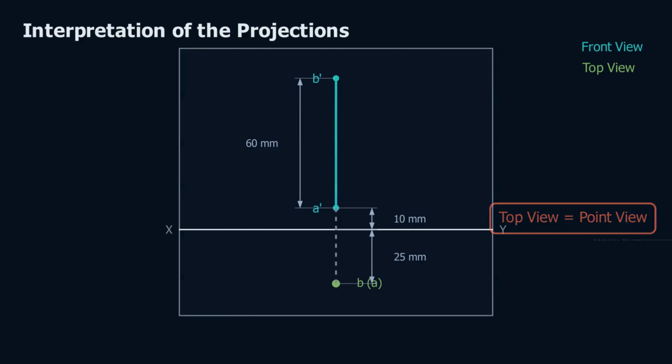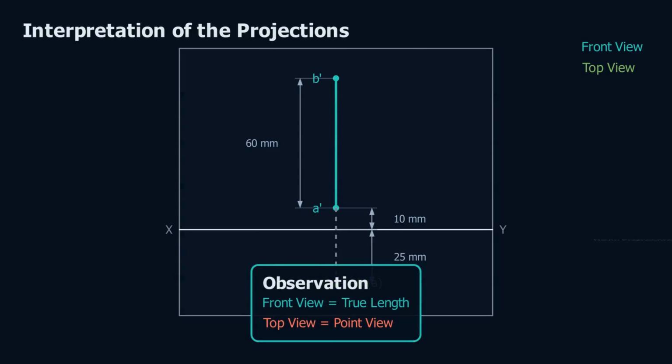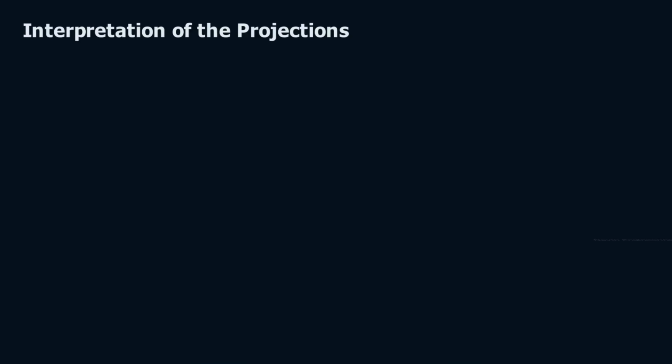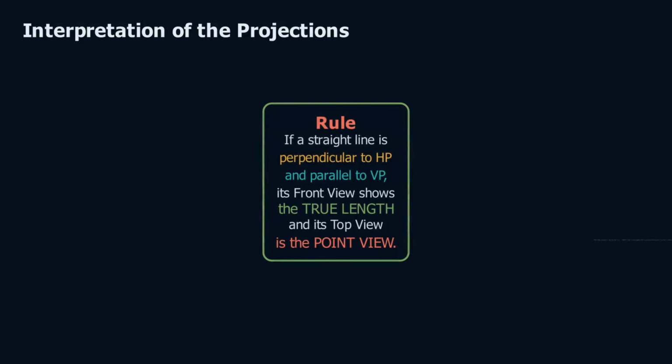We can now summarize our observations. The front view preserves the true length of the line, whereas the top view is represented by a single point. This is the second fundamental position of a straight line and forms the basis for understanding more complex orientations. Therefore, whenever a straight line is perpendicular to the horizontal plane and parallel to the vertical plane, its front view represents the true length of the line, while its top view is reduced to a point called the point view.